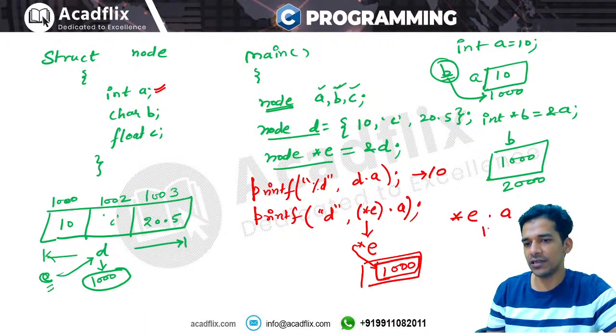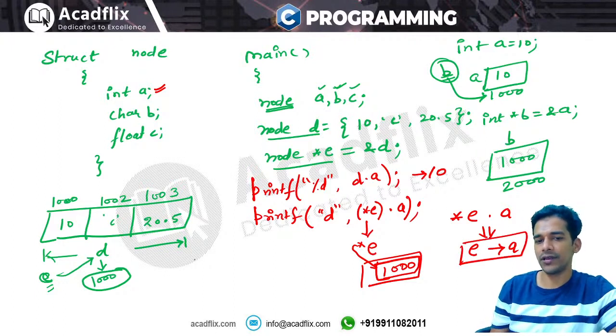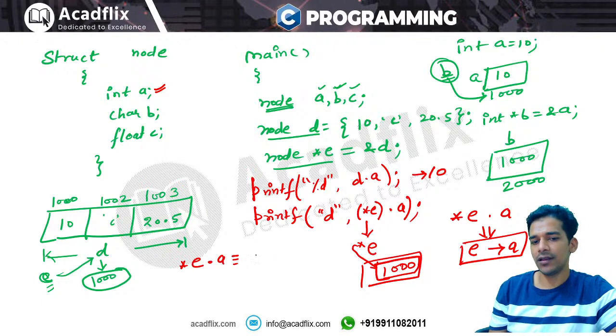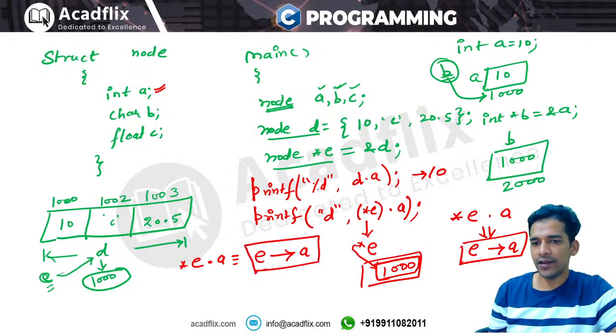We have a very special symbol for this, and that symbol is e arrow a. We can directly write like this. These have the same meaning. Okay, so star e dot a is equivalent to saying e arrow a. Okay, this means that e is a pointer and whatever e is pointing to, go to the member a of that.